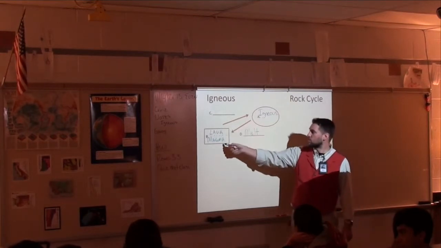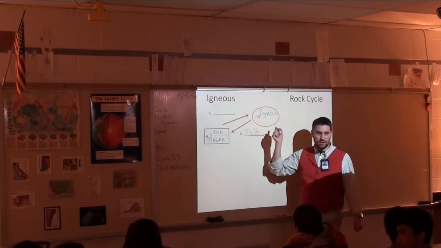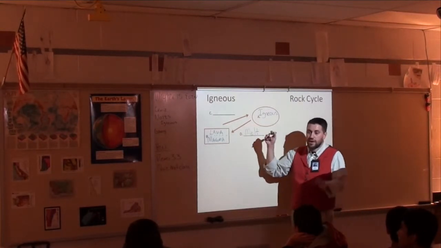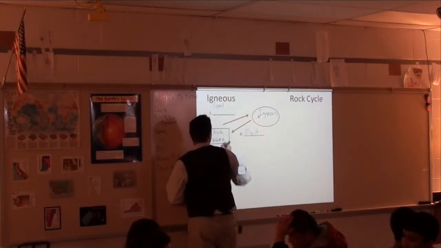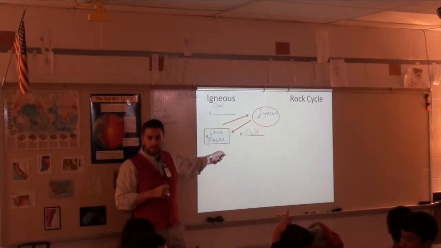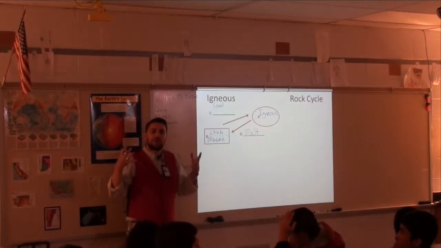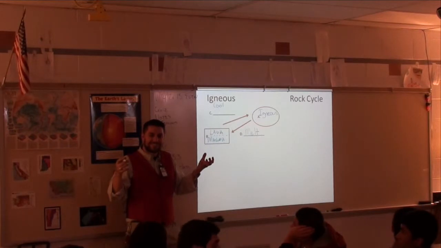Okay? Now, in order to go back the other way, how do we get from lava and magma to igneous? Cooling. Well, yeah, it's got to solidify, right? Okay, so I'm going to write two words. It's got to cool. Now, what are rocks made of? Minerals. And what do minerals do as they go from liquid to solid?